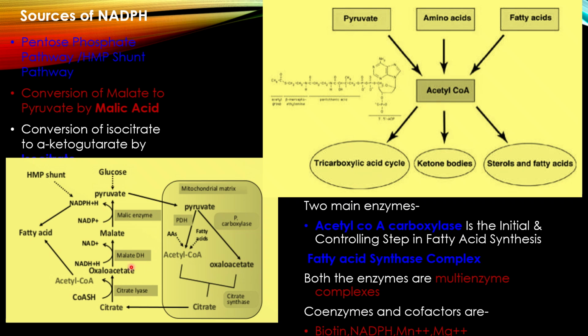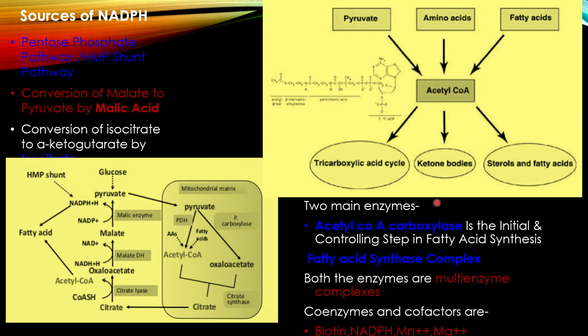Further, oxaloacetate can be converted to malate via the malate dehydrogenase enzyme. Very well known reactions. It happens in the mitochondria as well as in the cytosol. This malate via the malic enzyme can be converted into pyruvate, and this pyruvate production leads us to the synthesis of NADPH. So we can see from these two diagrams how the production of NADPH and how the production of acetyl coenzyme A happens, and what are the different fates.